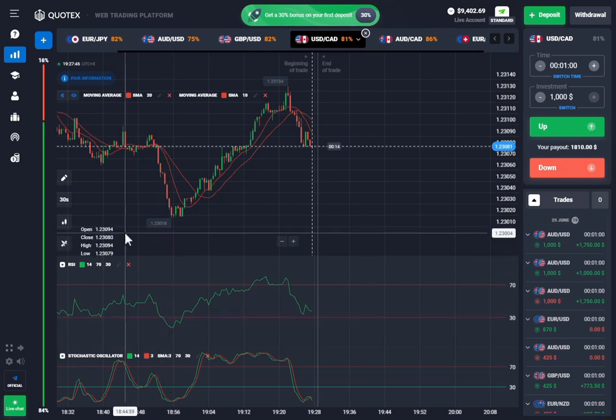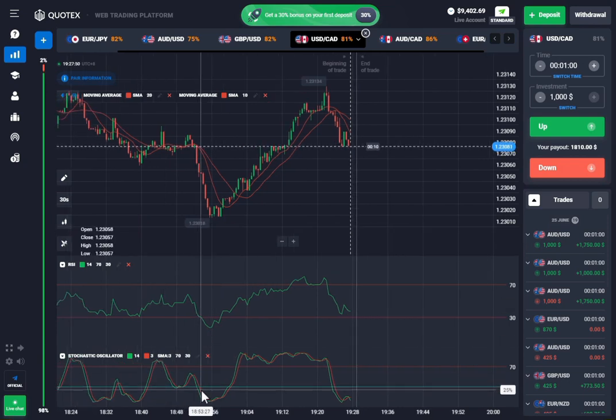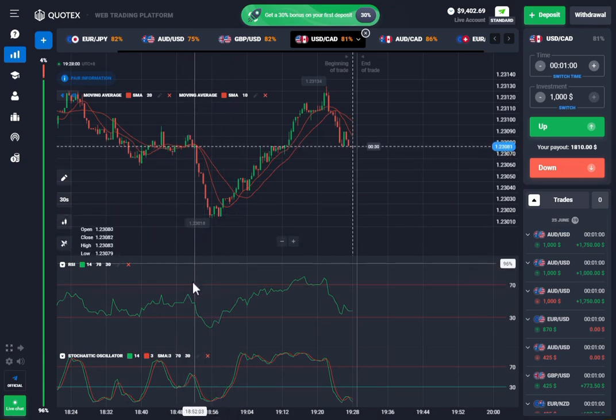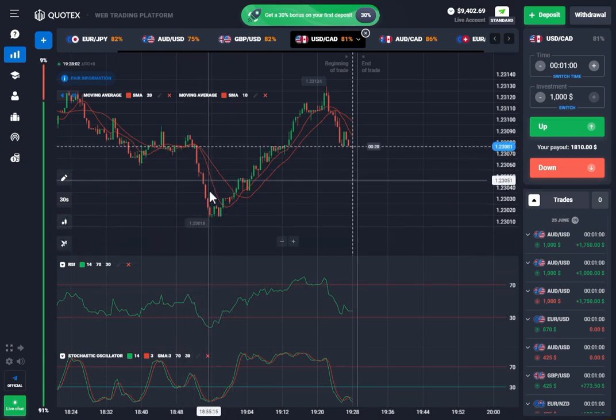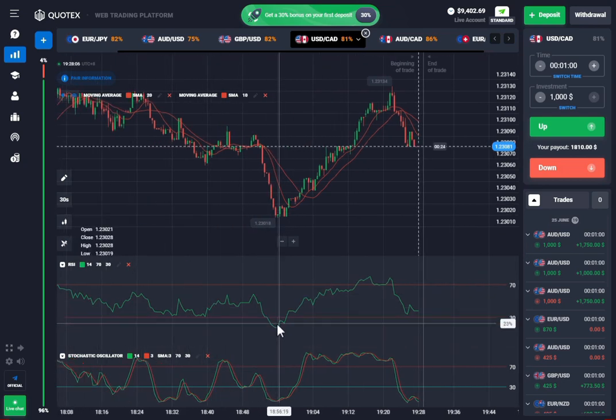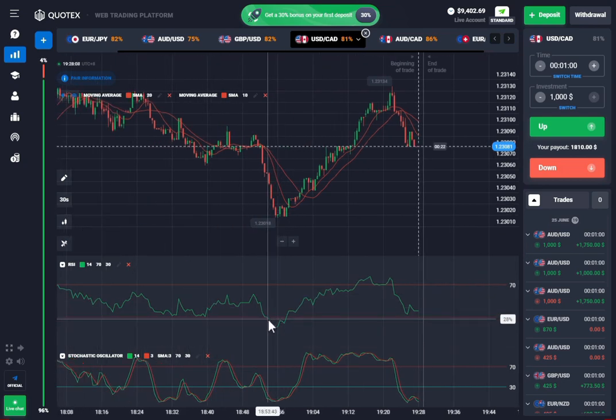For example, in this one, the stochastic and the RSI touch outside the channel at roughly the same time. This usually is an indication that the price is going very fast downwards, so there will be no time for reversal. Therefore this setup is best avoided if you are following the default plan.